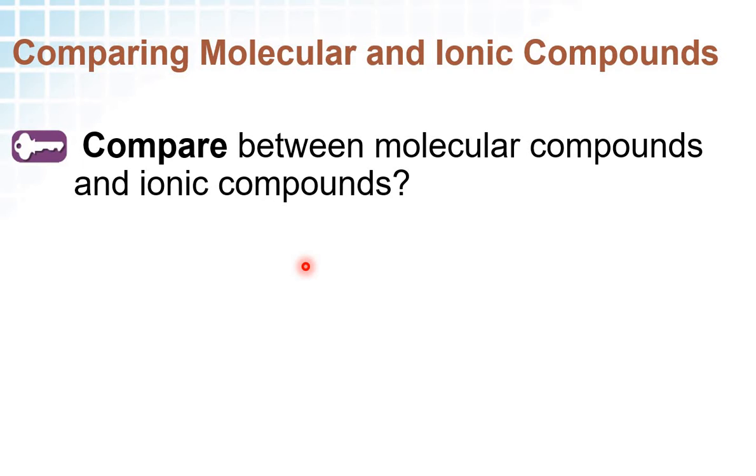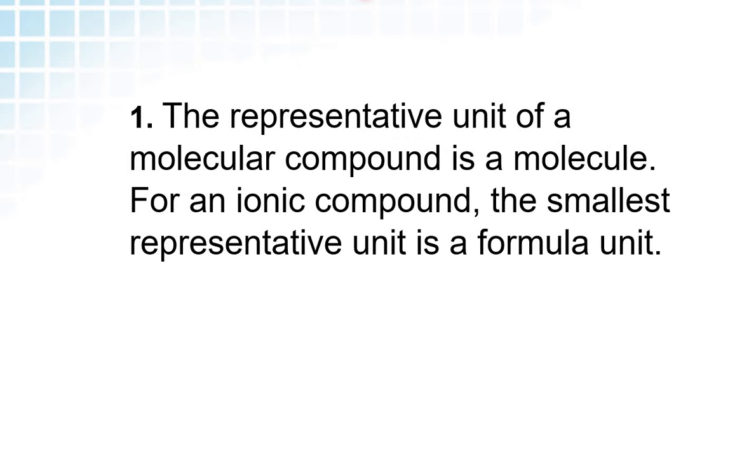Today in lesson 2 we will compare between molecular and ionic compounds. There are some differentiation points you have to talk about today. The first one is that the smallest representative unit of a molecular compound is a molecule. For an ionic compound, the smallest representative unit is a formula unit.